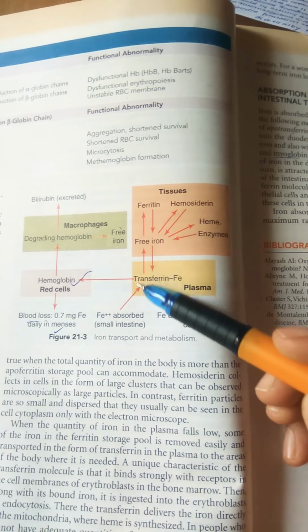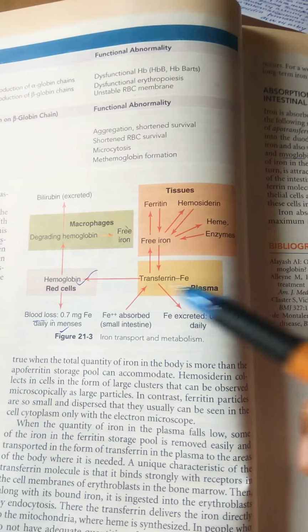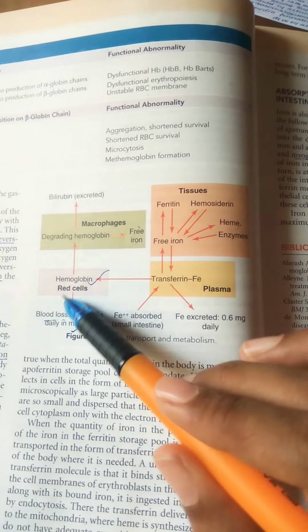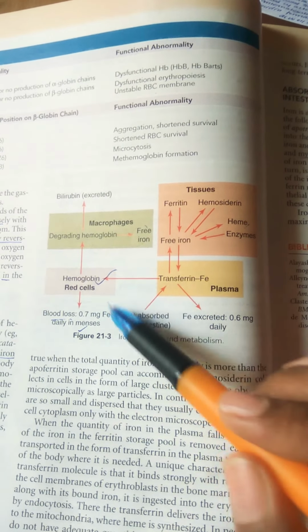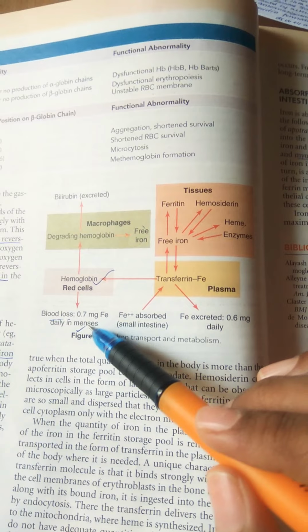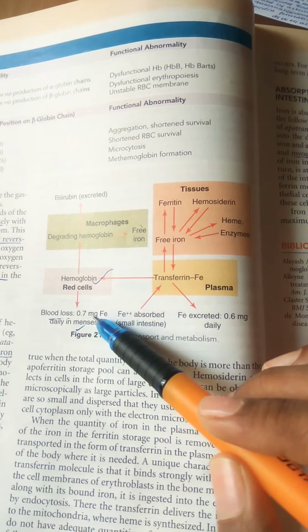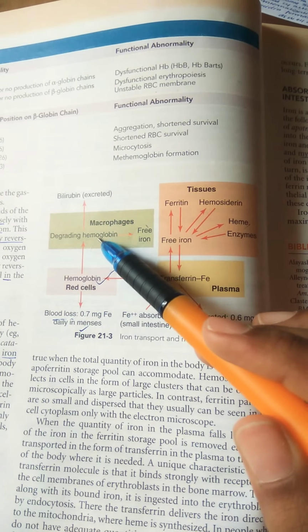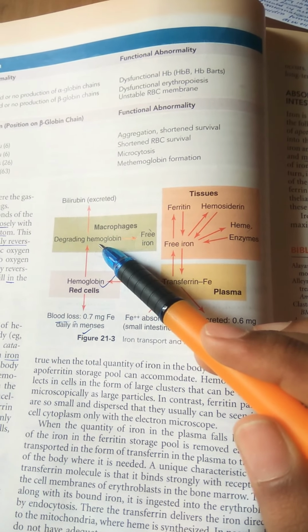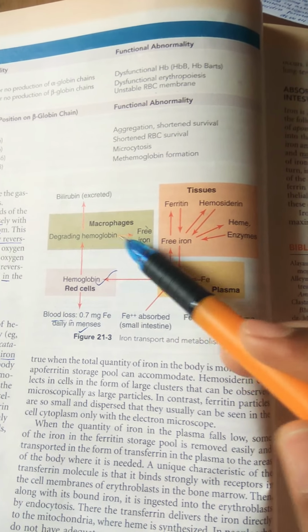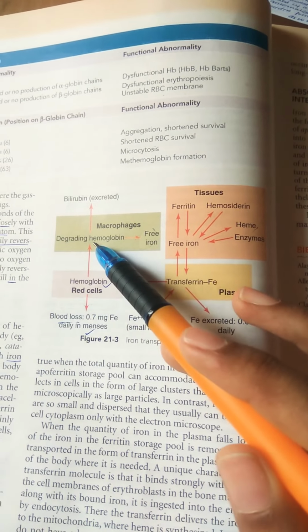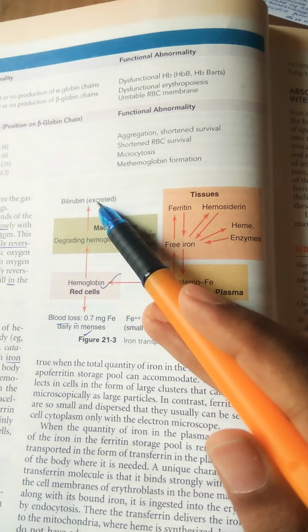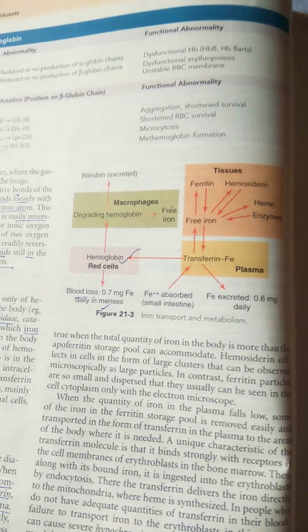Next, transferrin also transfers this iron from plasma to the red blood cells, and this iron is required for the formation of hemoglobin in the red cells. Some blood is lost mainly during menses, so that 0.7 milligrams of iron is lost in menses. And from hemoglobin, degradation of hemoglobin occurs by means of macrophages. Then free iron is formed again, and the macrophages also excrete it by means of bilirubin. So this is all the process of iron transport and metabolism. So that's it about our hemoglobin, a complete review.